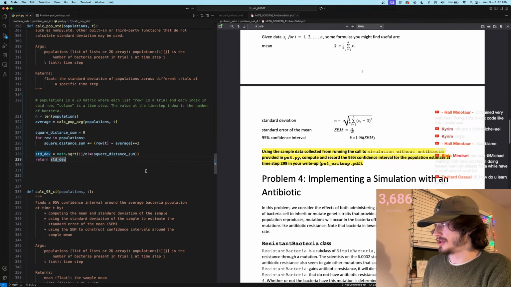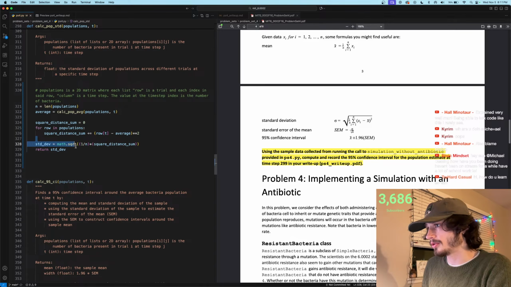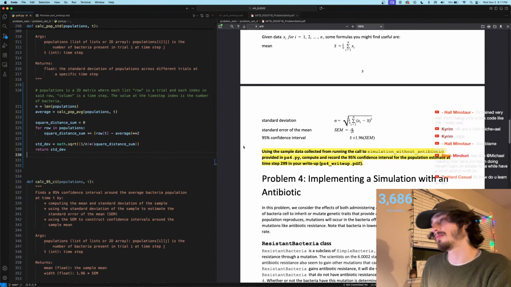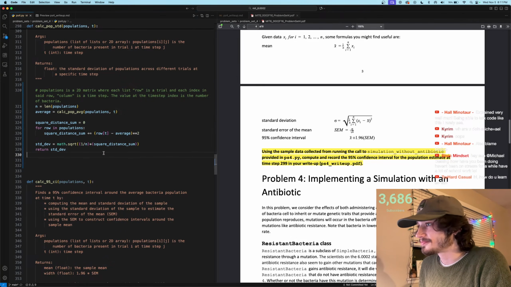And then we're going to take the square root using math.sqrt. It says we can't use any built-in functions that calculate standard deviation, so we can use the standard square root. Or we could raise this to the power of what, 1/2? Or is that the opposite? I can't remember, it's been a while. I'm trolling. Okay, so then we take 1 over n, this guy here, and multiply it by that square distance sum that we got. And so that'll return the standard deviation.